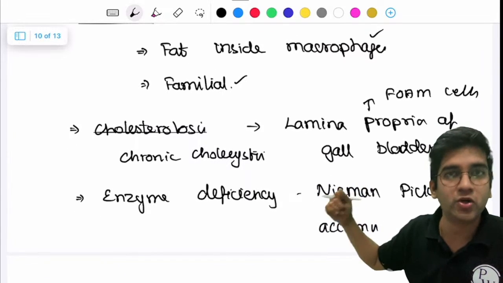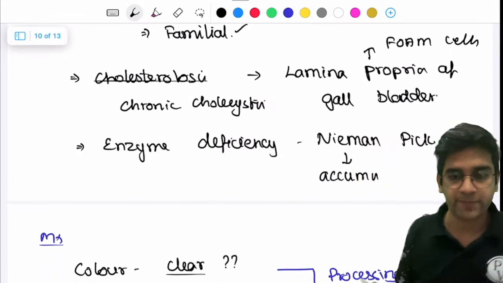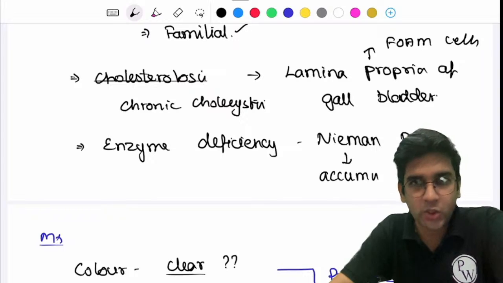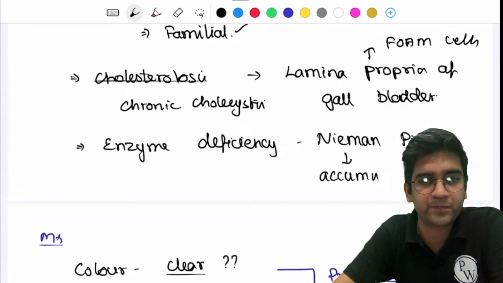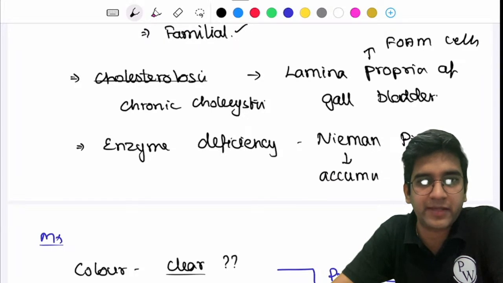It's a form of chronic gallbladder inflammation. It's seen in the lamina propria and an enzyme deficiency here. Our goal here is diagnosis. You guys said that fat is yellow in color in gross. So what do you think will be the color in microscopy? If something has yellow color in gross, what do you think will be the color in microscopy?